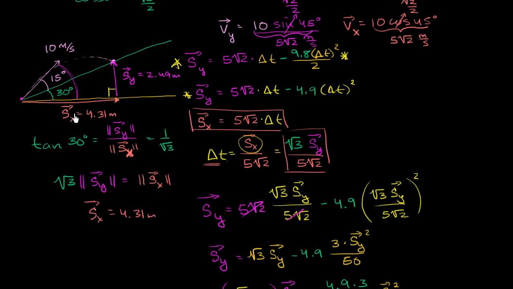And so we actually now know the total displacement in the vertical direction and in the horizontal direction. And I'll leave it up to you. If you wanted to figure out exactly how far along the hill we traveled, you can just use both of these values in the Pythagorean theorem to essentially figure out the hypotenuse of this right triangle.